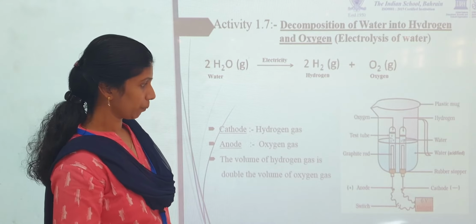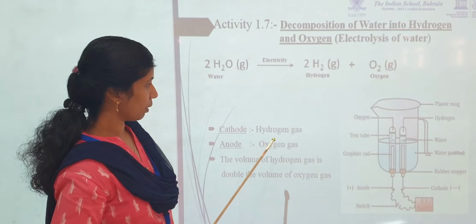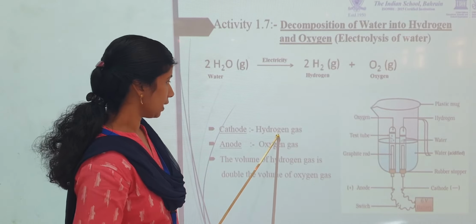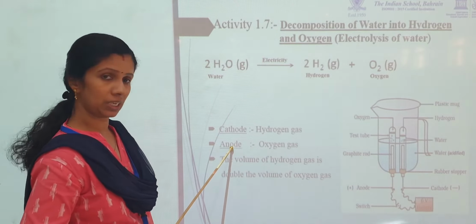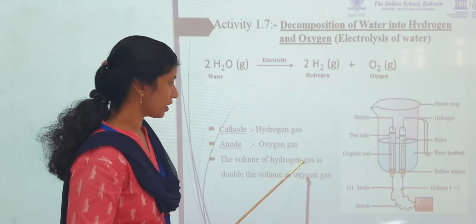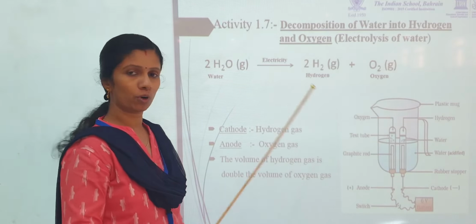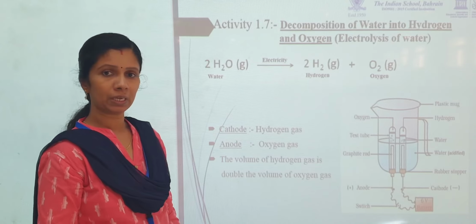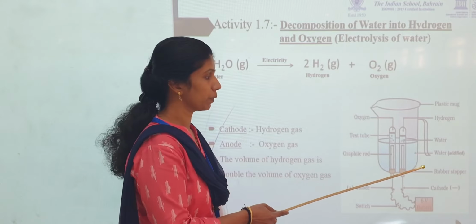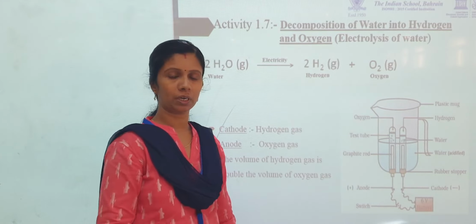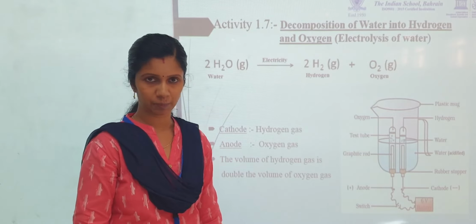Hope you understood. So, things to remember here. Hydrogen gas is obtained at cathode, oxygen gas is obtained at anode, and the volume of hydrogen gas is double the volume of oxygen gas. And please make sure that while performing this activity, take acidified water to increase the conductivity.